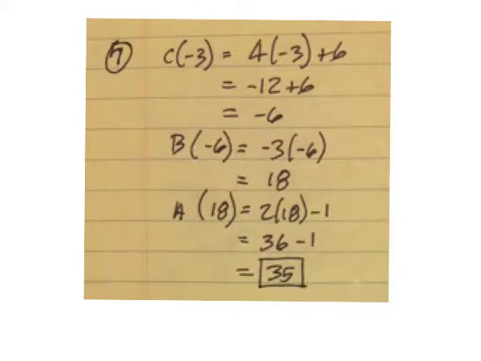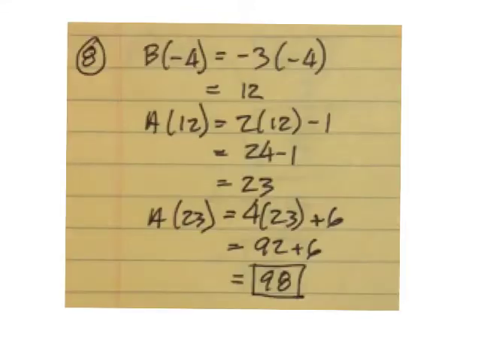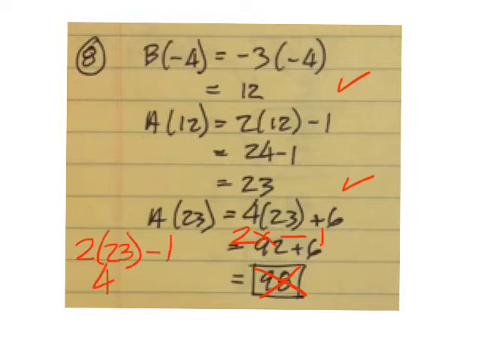Number 7 is 35. Number 8 is 98. I made a mistake on this one. This should not be 98. This should go back to the a function, which is 2x minus 1. So that really should be 2 times 23 minus 1, which is 46 minus 1. Answer should be 45.